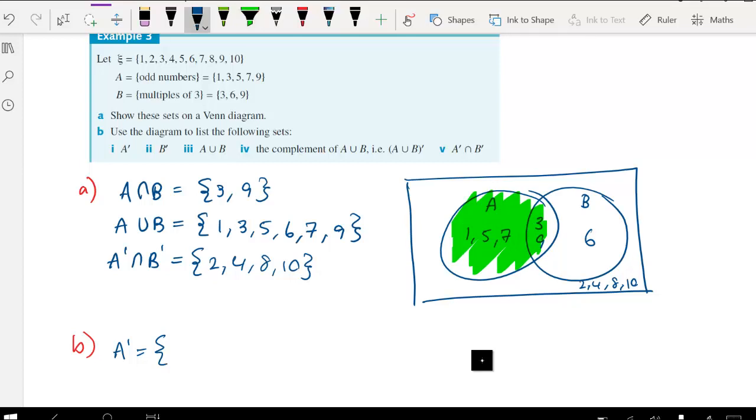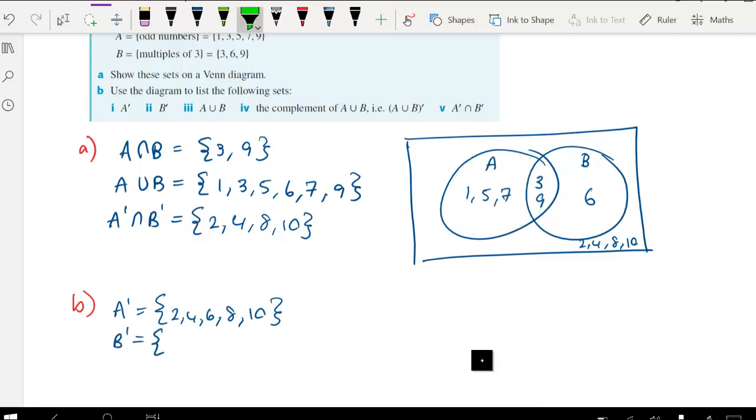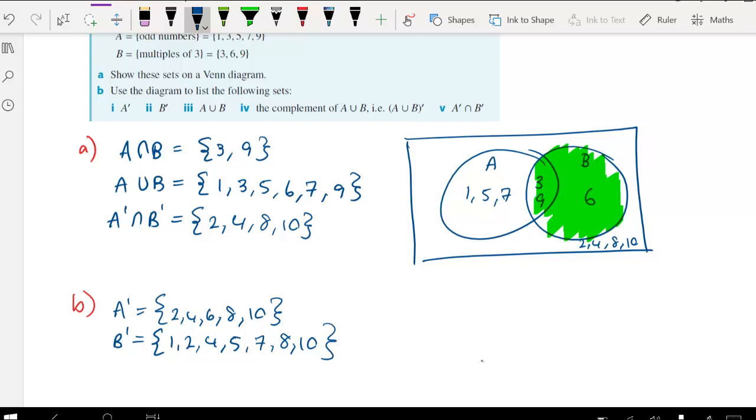So that means we have 2, 4, 6, 8, and 10, which makes sense because A is odd numbers and therefore not A must be even numbers. We're looking for now not B. So this is B, and not B is everything that's outside of that. So we have 1, 2, 4, 5, 7, 8, and 10. And again, that makes sense because B is multiples of 3. So this is everything that is not multiples of 3.